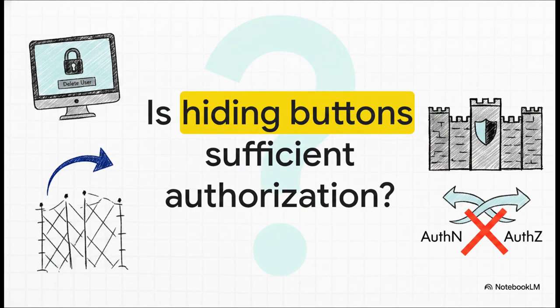I want to leave you with a quick quiz to test what we've covered today. An application hides the delete user button from non-admin users. Is this sufficient authorization? If an attacker pulls up their terminal and targets your API directly right now, what actually happens? Think about that for your own apps.